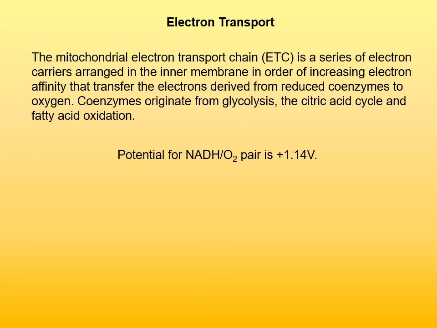Coenzymes originate from glycolysis, the citric acid cycle, and fatty acid oxidation. The potential for the NADH-oxygen pair is 1.14 volts. That's actually a rather high potential. If this reaction were to occur in a single step, a large amount of energy would be released, and that would be an essentially uncontrolled reaction. That would be damaging to the cell.